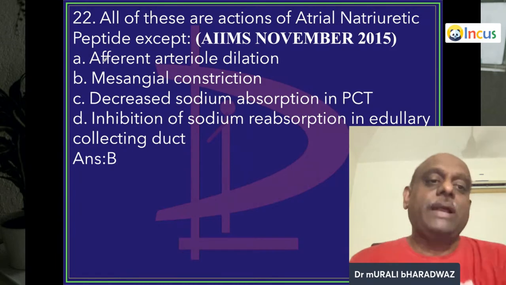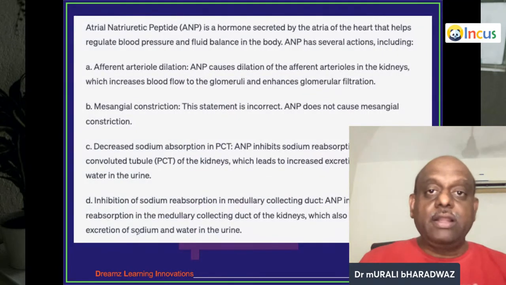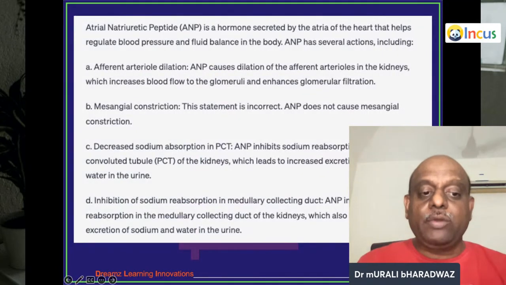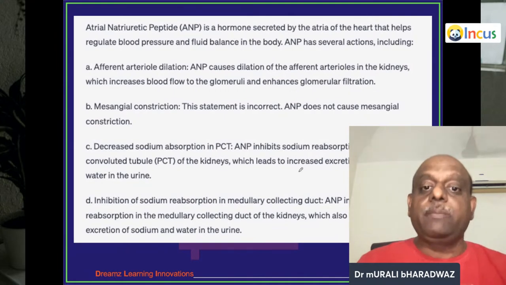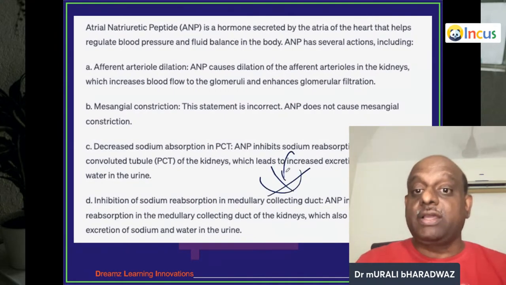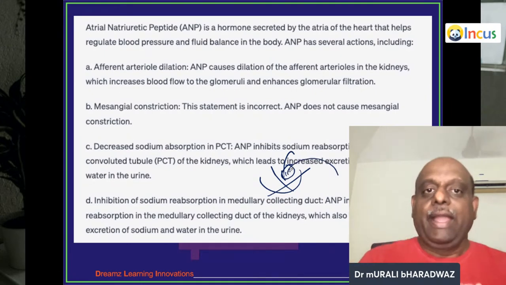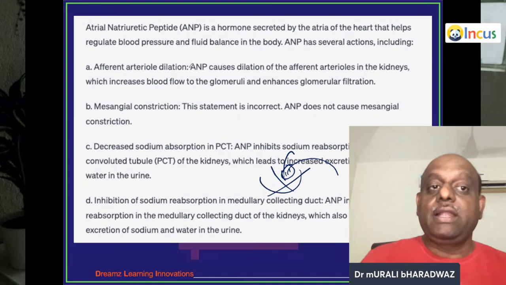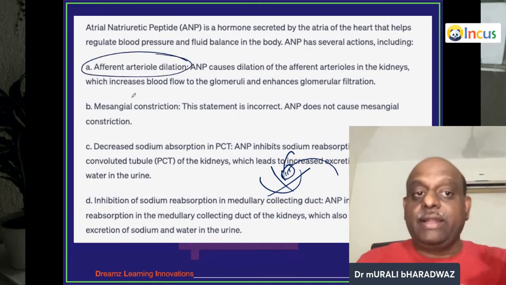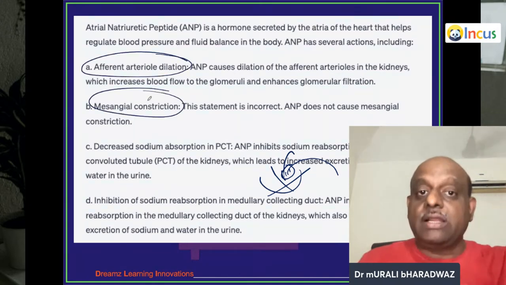Now, these are all the actions of ANP, atrial natriuretic peptide. So, atrial natriuretic peptide is produced by whom? Atria. When do they produce? Whenever the atria is stretched because of too much volume inside it, fluid. And what will that do? It leads to afferent arteriolar dilatation. It leads to mesangial constriction.